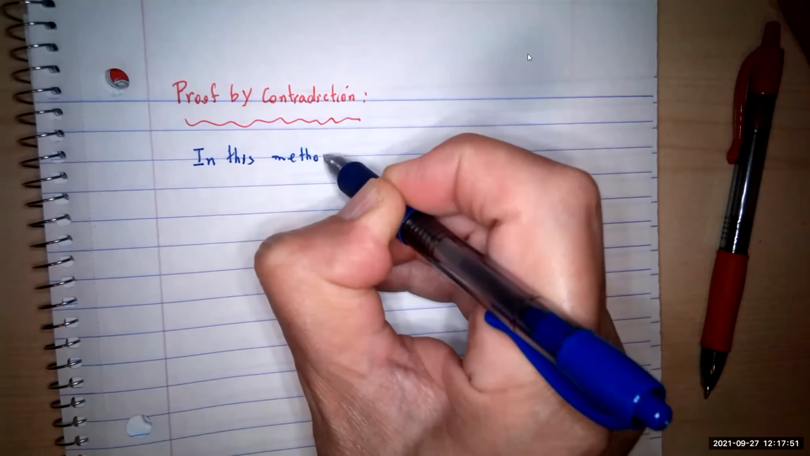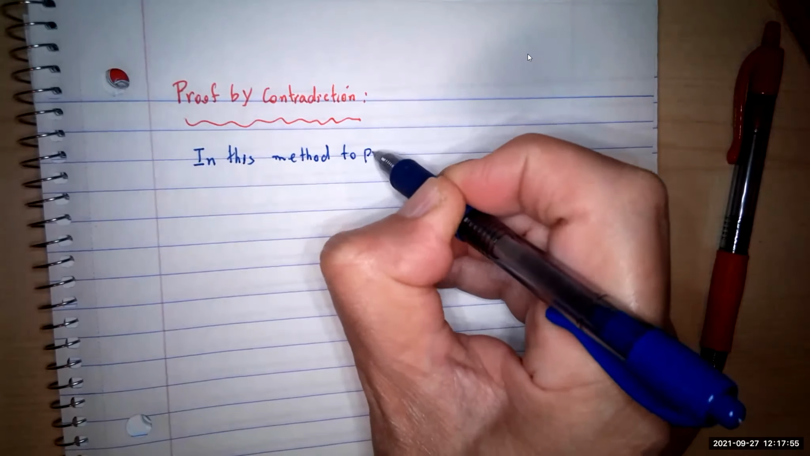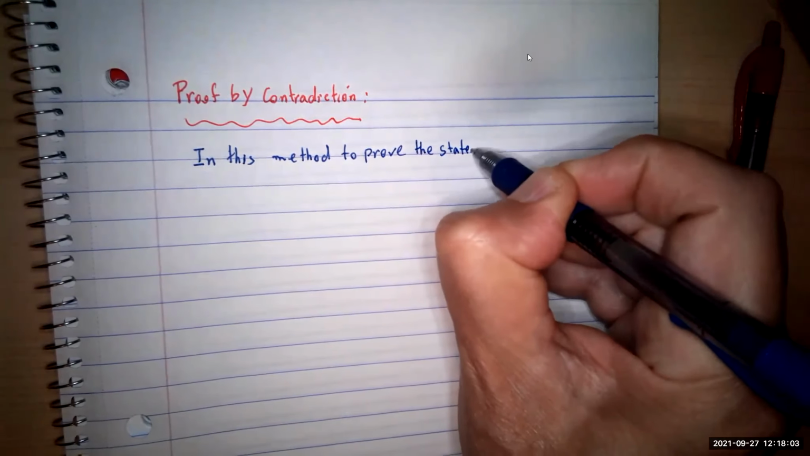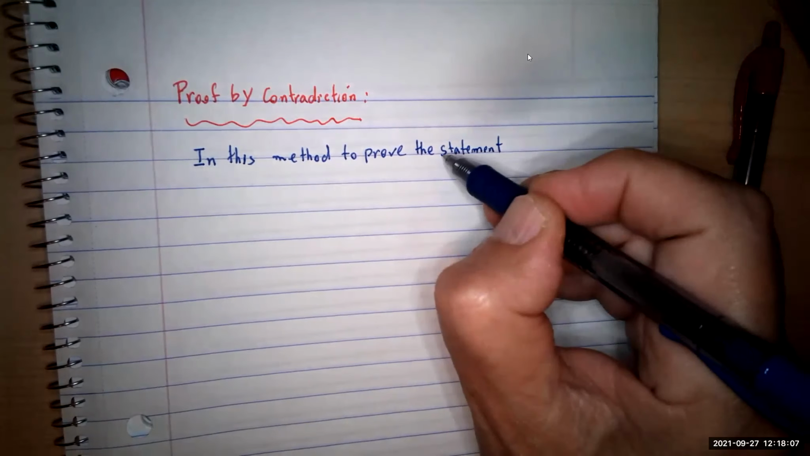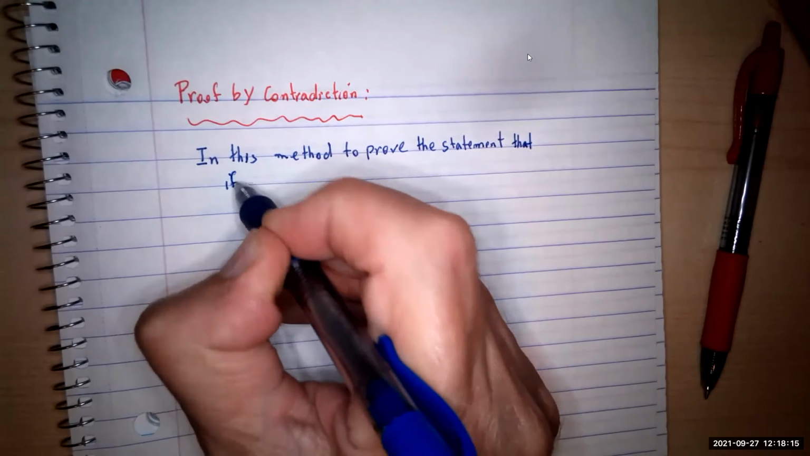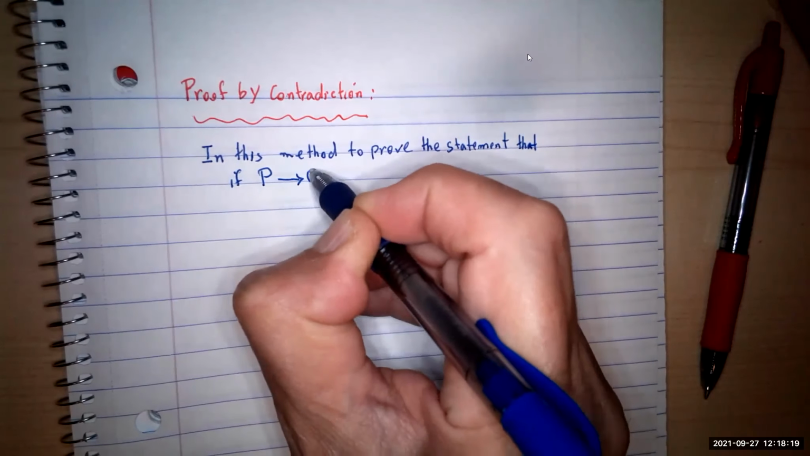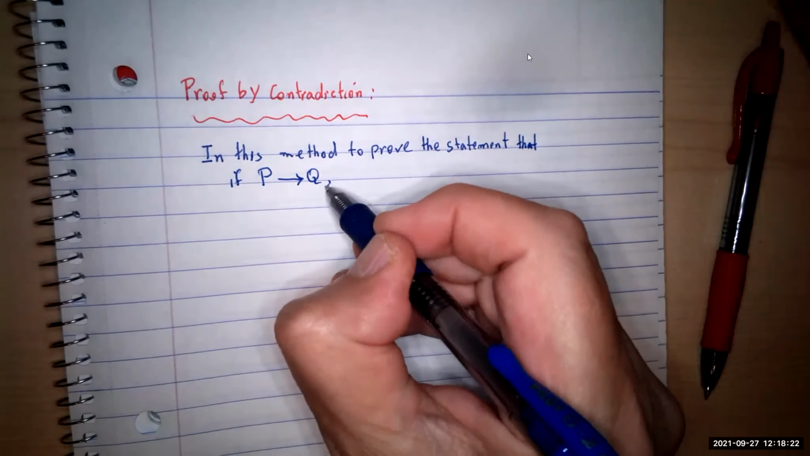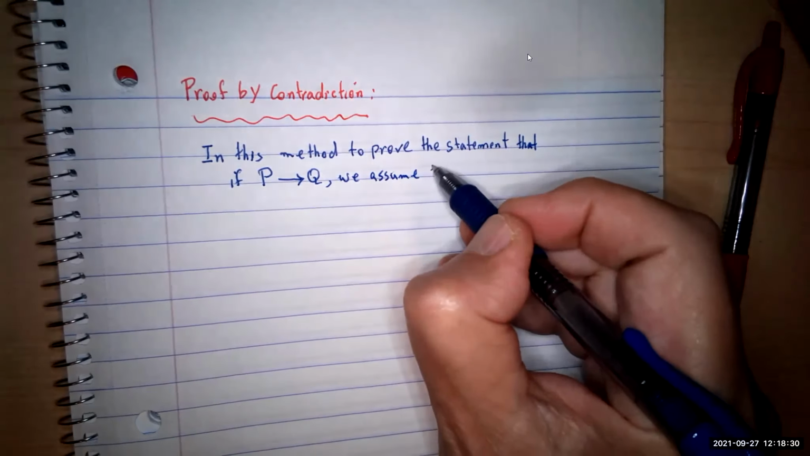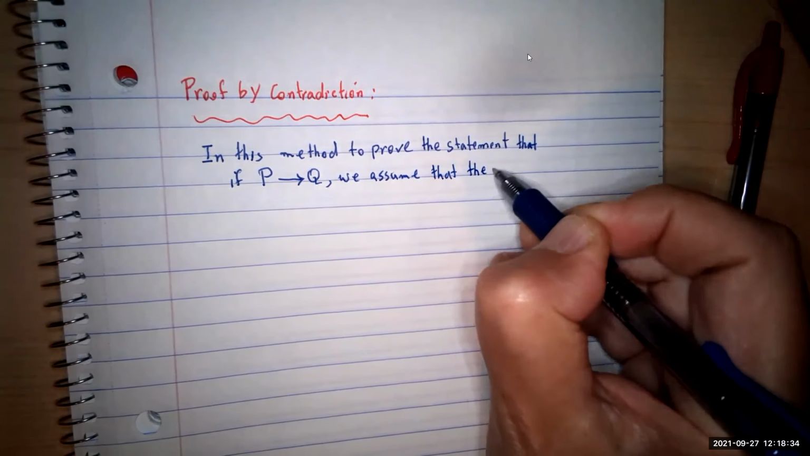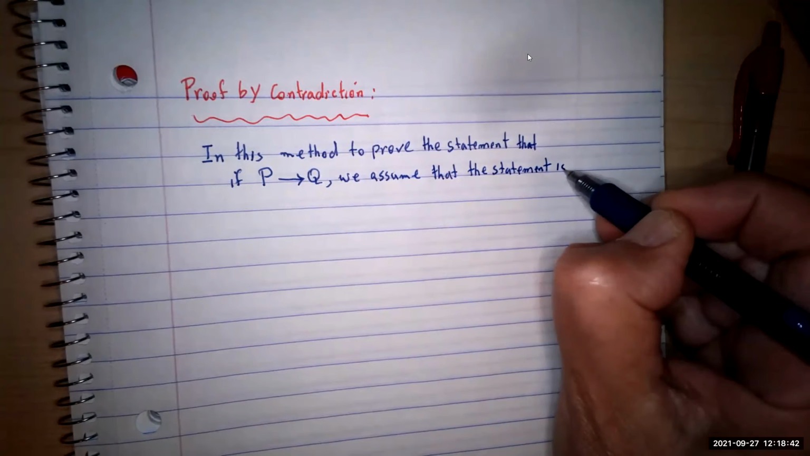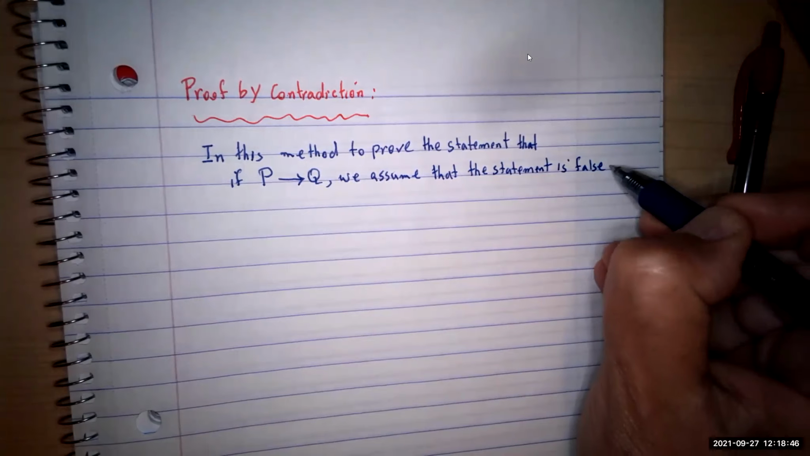Let's check it again in this method, the method of contradiction. To prove the statement, as usual, that if P then Q, what we're going to do is assume it's false. We assume that the statement is false.